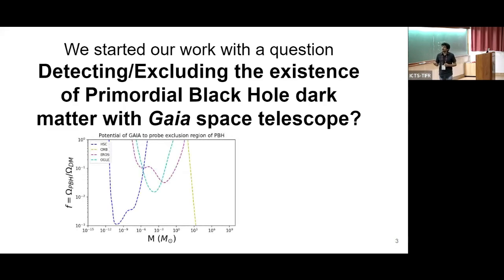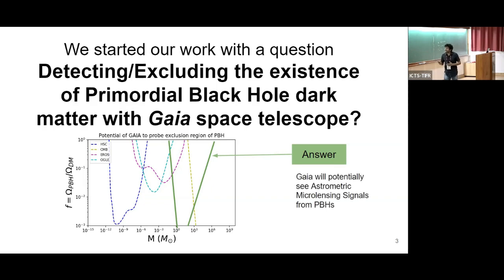What we found is that on this parameter space, you can either set a constraint or you would be able to detect these PBHs, if the mass range of PBHs is something like 0.4 solar mass up to something like 10 million solar mass. The typical signature shown by PBHs in the Gaia space telescope would be the astrometric microlensing signal. I'll quickly explain what this signal would be.